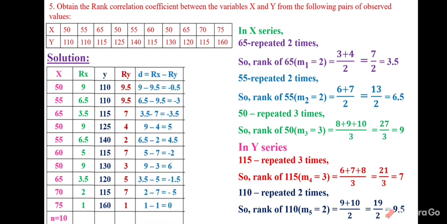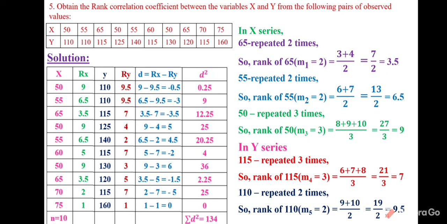So the difference of rank X minus rank Y: 9 minus 9.5, minus 0.5. 6.5 minus 9.5, minus 3. 3.5 minus 7, minus 3.5. 9 minus 4, 5. 6.5 minus 2, 4.5. 5 minus 7, minus 2. 9 minus 3, 6. 3.5 minus 5, minus 1.5. 2 minus 7, minus 5. 1 minus 1, 0.